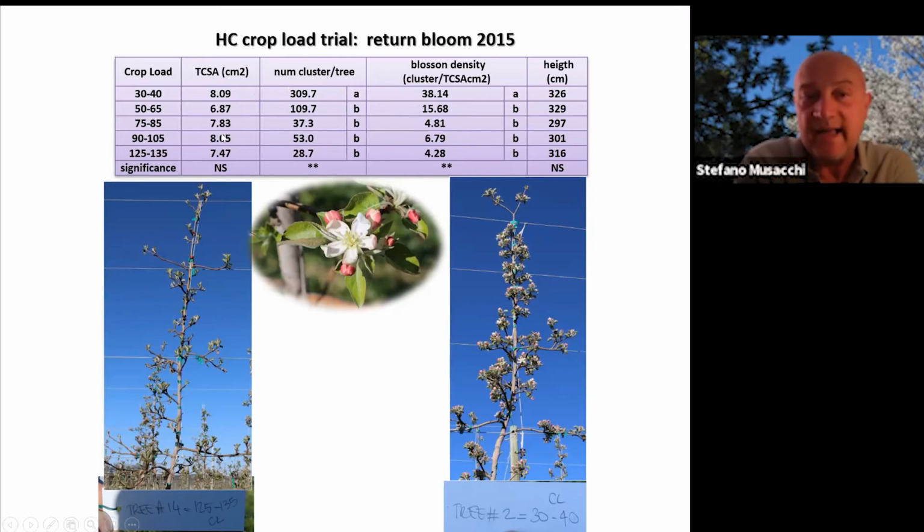But if you go higher, you see that dramatically the number of flower buds is reduced. And this is really the point of overcropping your tree. You are doing two things. You are putting your orchard out of balance very quickly, and then it is very difficult to recover this balance. And then you jeopardize the quality of your product.